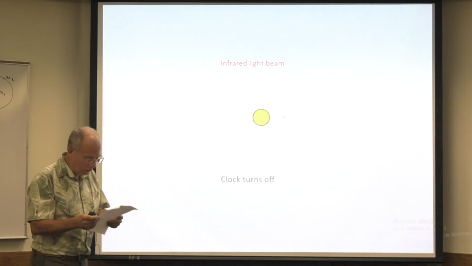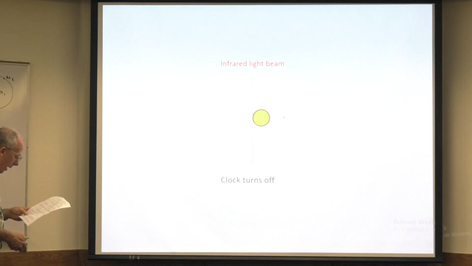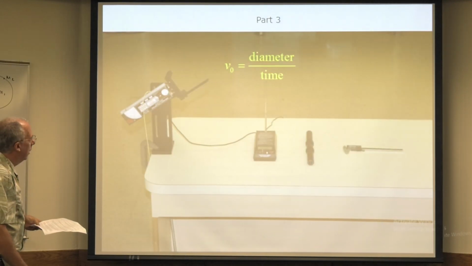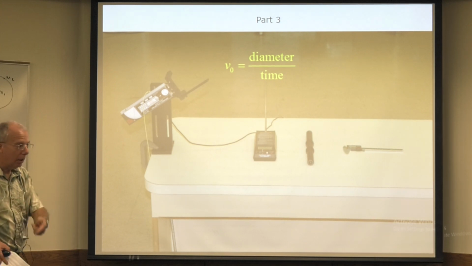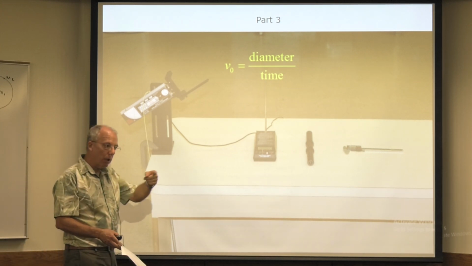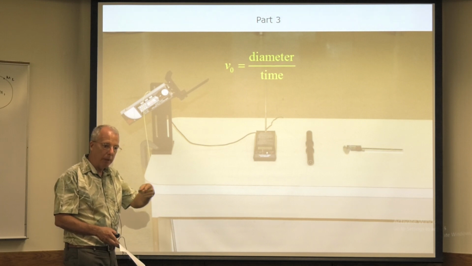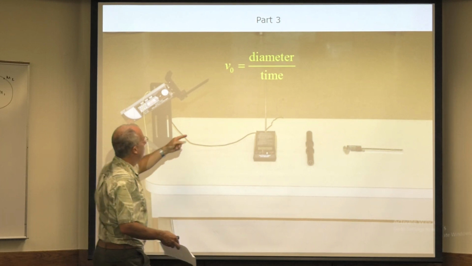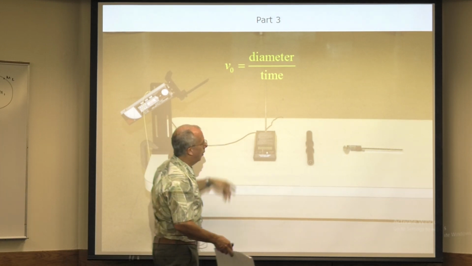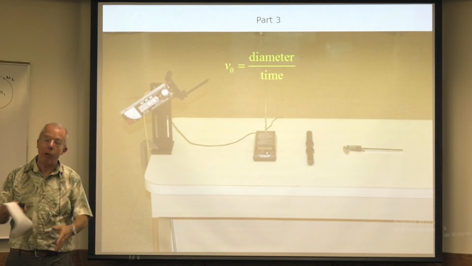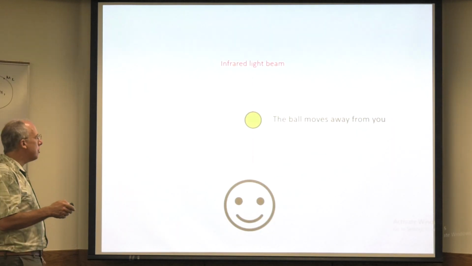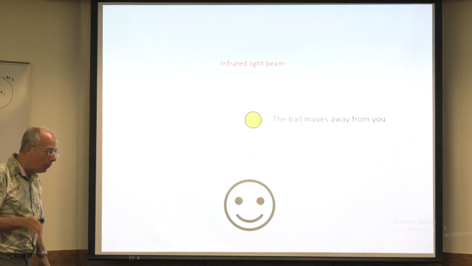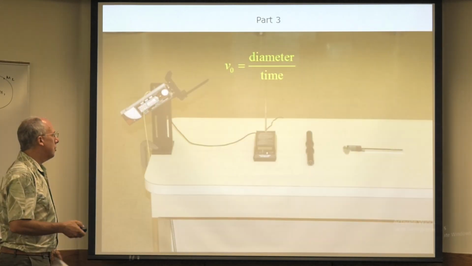Okay, great. We've measured the diameter with the caliper, and we just measured the time for the ball to cross the light beam with the photo gate. So the initial speed is just the diameter over the time. Piece of cake. It works great, right? Well, maybe. Here's a problem. Here's the huge problem.